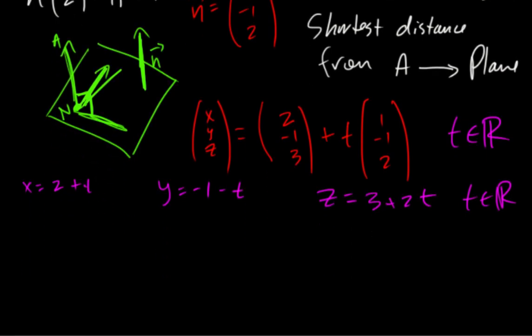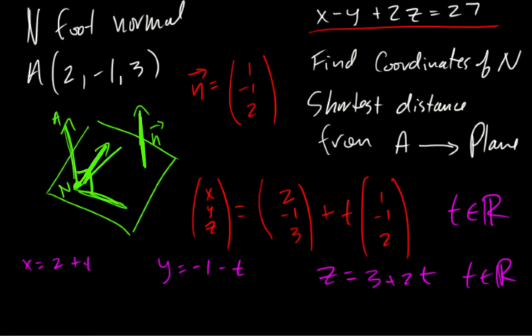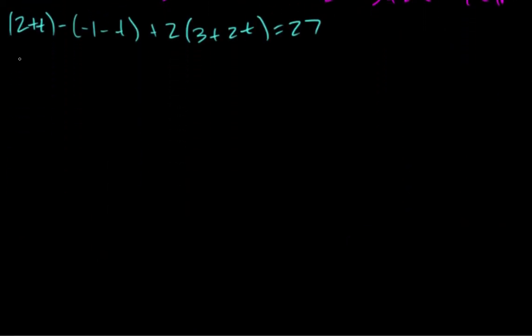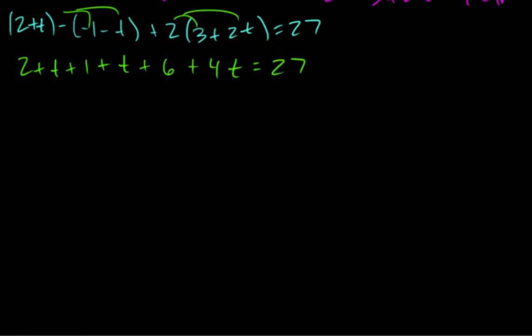Now we want to know where this meets the plane, so we're going to do what we did on the last problem and just plug in these purple values into these white values. So 2 plus t minus negative 1 minus t plus 2 times 3 plus 2t is equal to 27. Okay, we just need to simplify this now. 2 plus t, distribute the negative, plus 1 plus t, distribute the 2, plus 6 plus 4t equals 27.